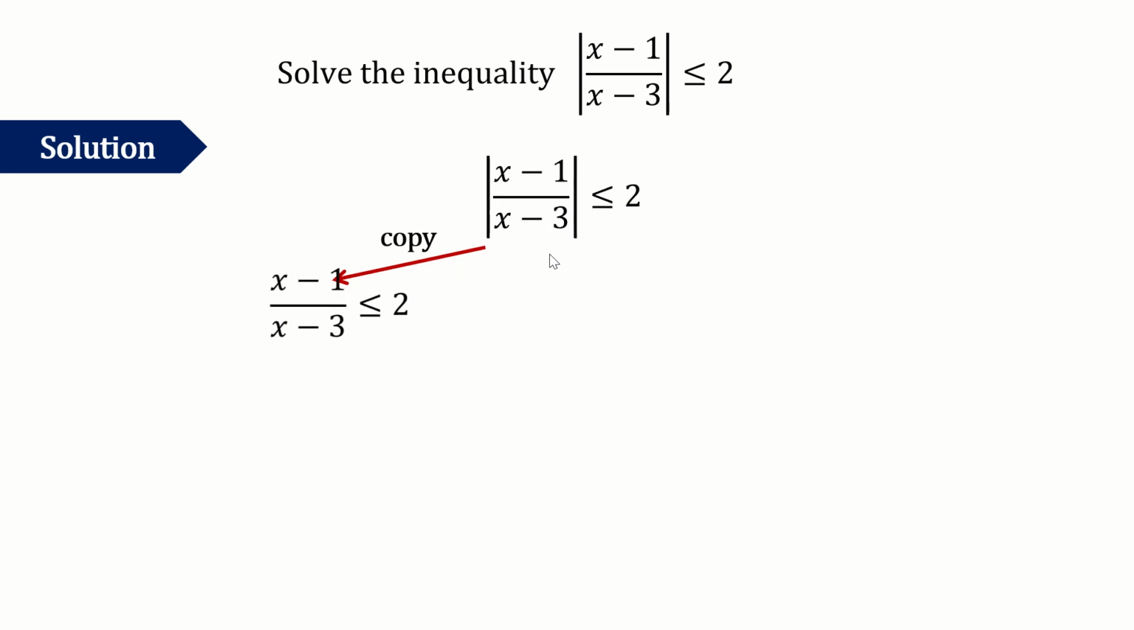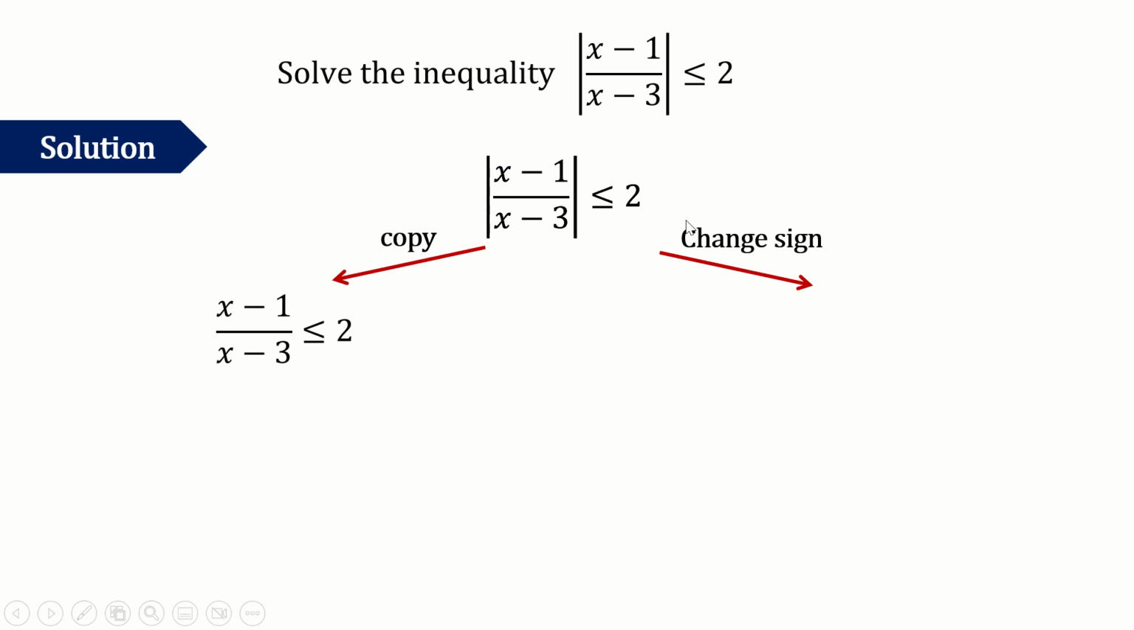So on the left hand side we have (x minus 1) over (x minus 3) less than or equal to 2. And then, after copying, at the right hand side we change the sign. We take the fraction (x minus 1) over (x minus 3), and then less than or equal becomes greater than or equal, and 2 becomes negative 2.